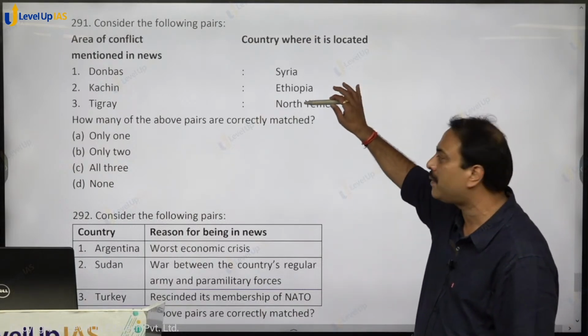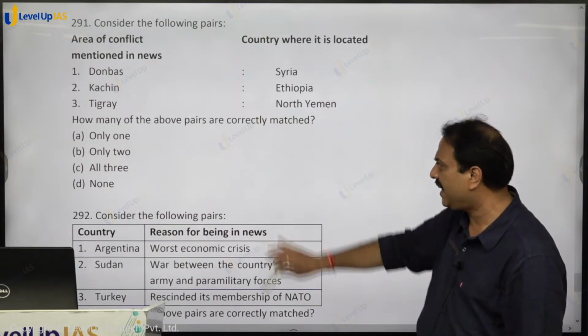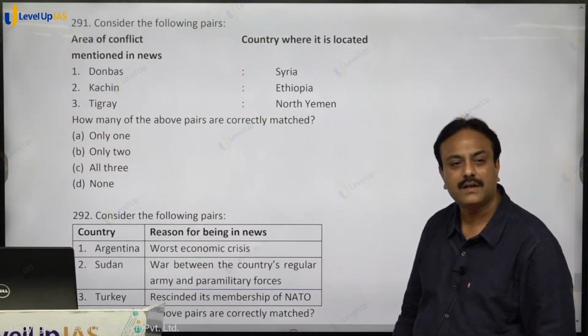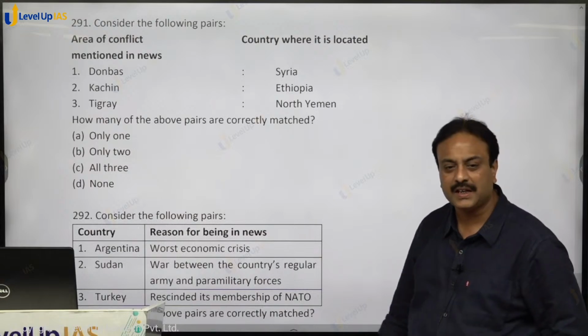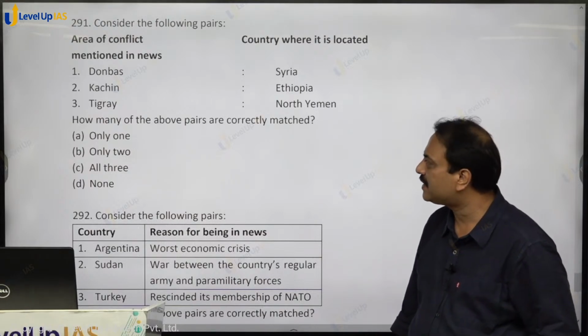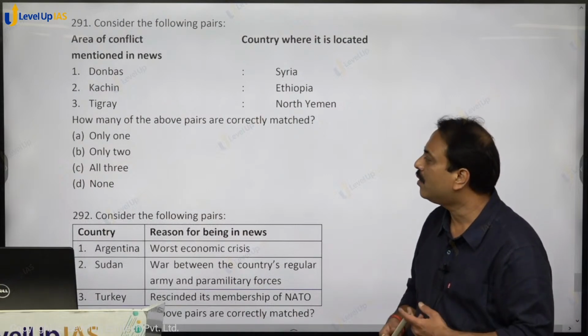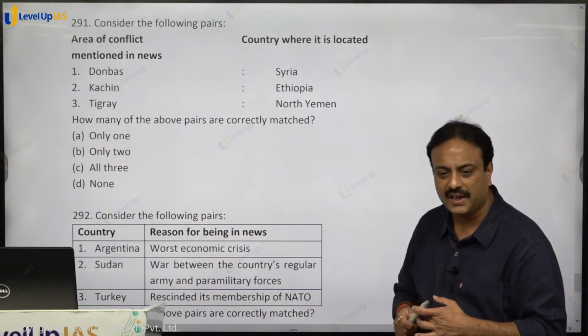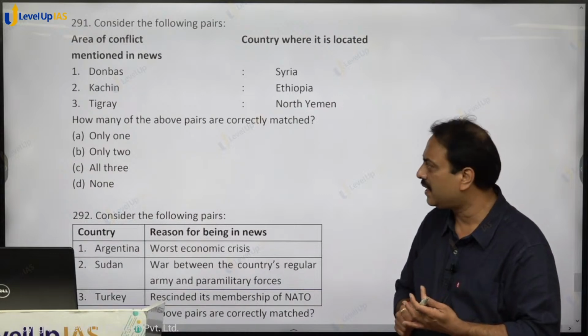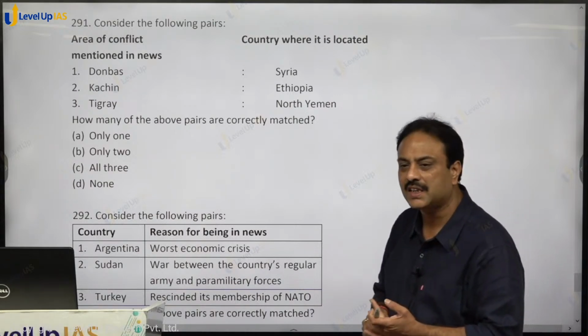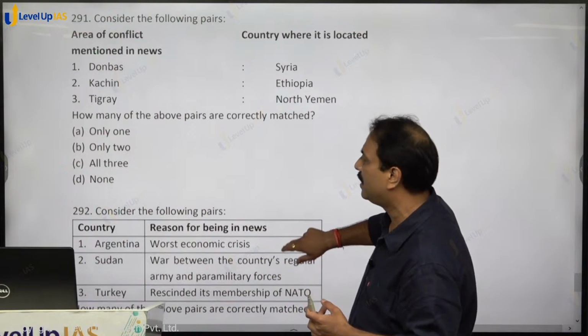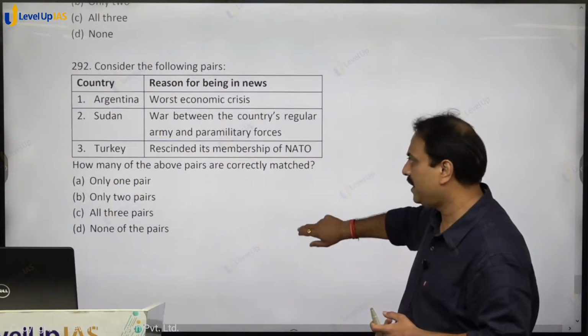Finally over here, statement number 2 is a wrong one. Tigray. Tigray was in Ethiopia, is in Ethiopia. So first is incorrect, second is also incorrect, third is also incorrect, all three are incorrect. So none. Option D, D for dog, will be the right answer. Donbass is in Ukraine, Kachin is in Myanmar, Tigray is in Ethiopia. Option D, D for dog.